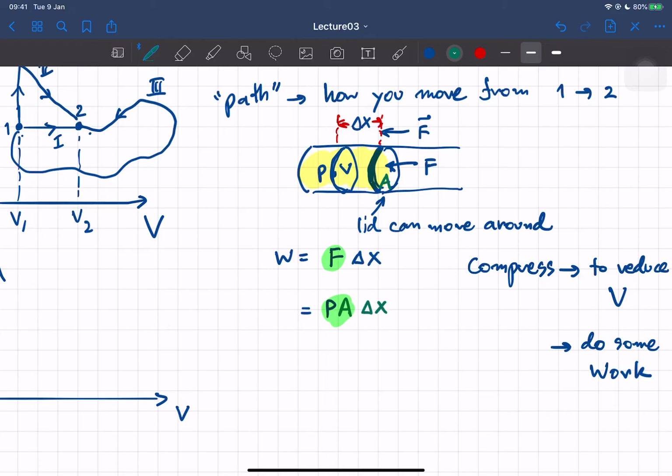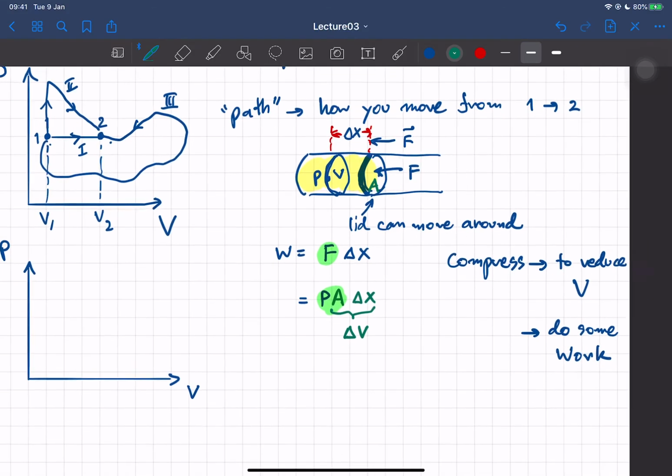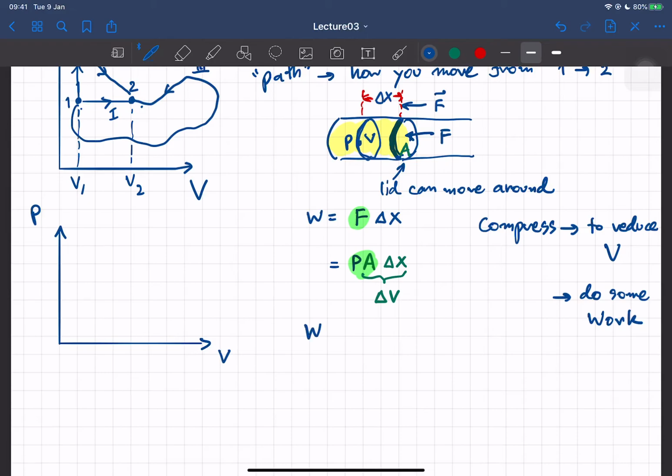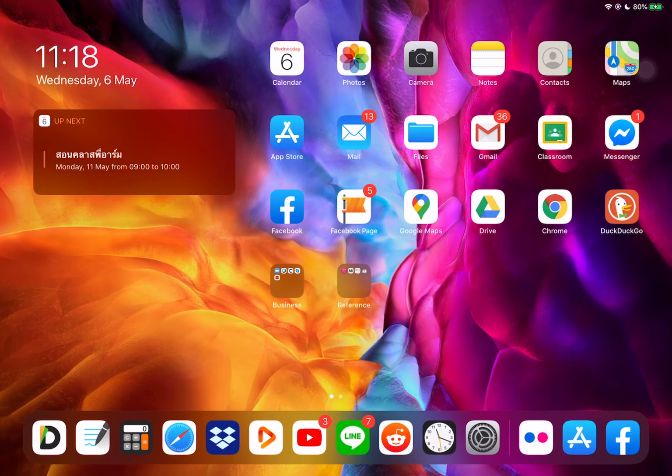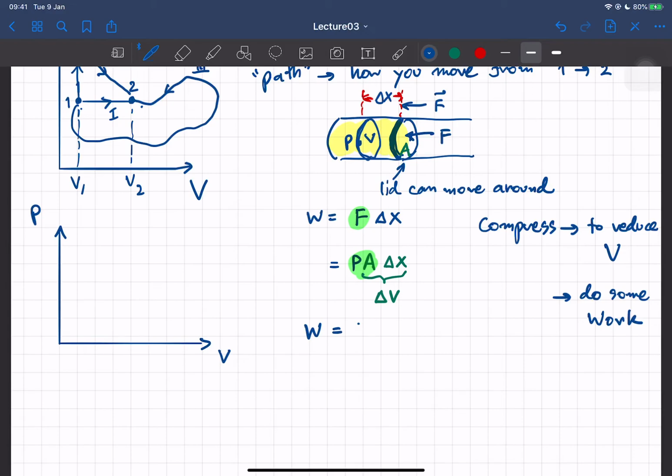Okay. And what is A times delta x? A times delta x is the volume of this section. So A times delta x is delta V, the change in the volume. Okay, so think about this carefully, how this is the case. So eventually you're going to have this new way of writing work, which is not force times distance, but actually pressure times the change in the volume. Okay, so this is two variables, pressure and the change in the volume.